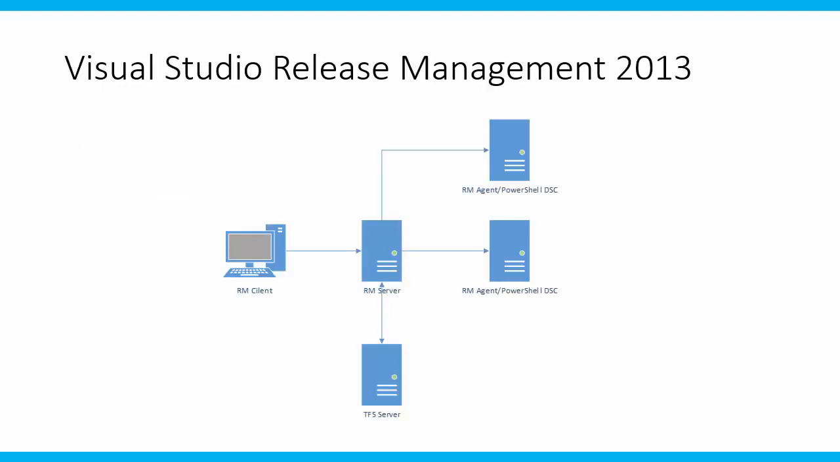How is that actually architected? So we have the client that is basically connected to the RM server. The RM server is in turn connected to RM agents. I only have two here, but you can have as many as you want. Or you can connect to a PowerShell DSC version, which is remote PowerShell, or actually run DSC, desired state configuration scripts. The RM server in turn is connected to a TFS server in order to get the builds that it's going to deploy to those different environments.